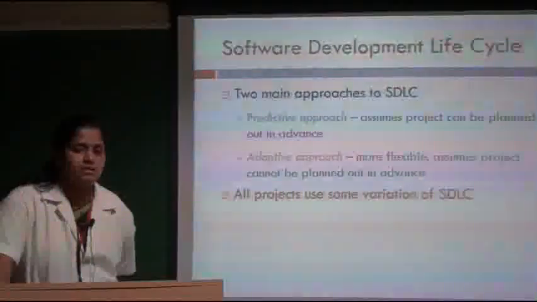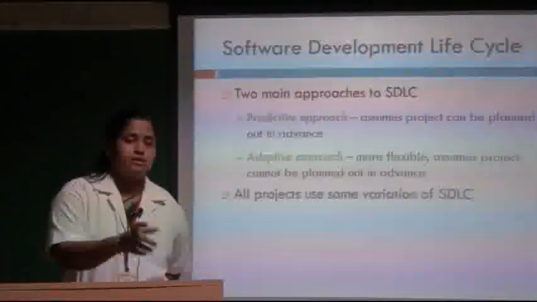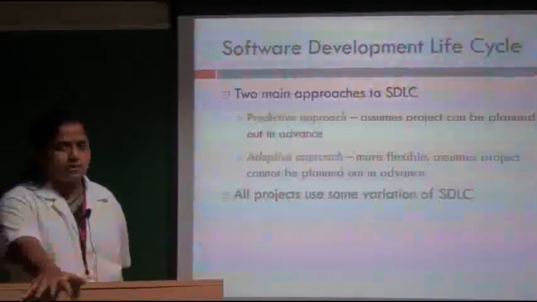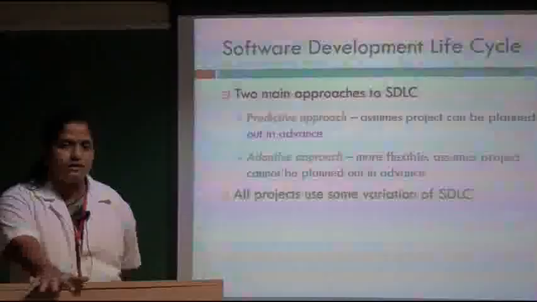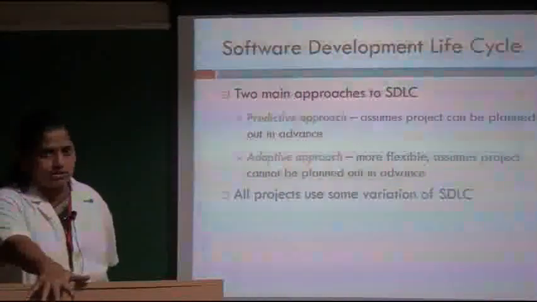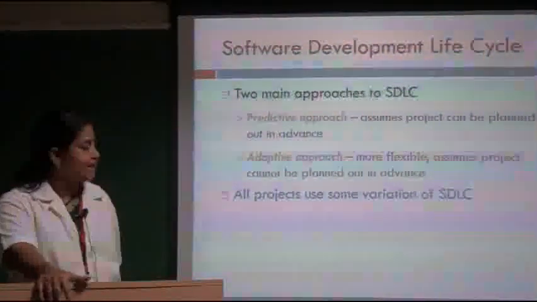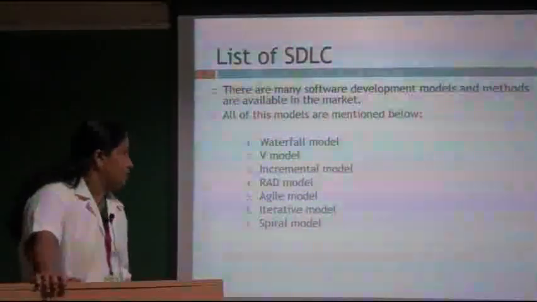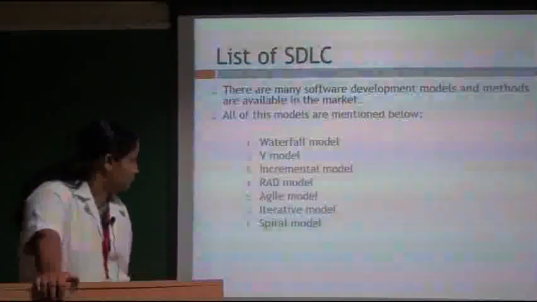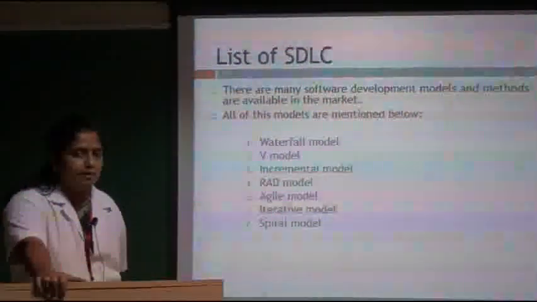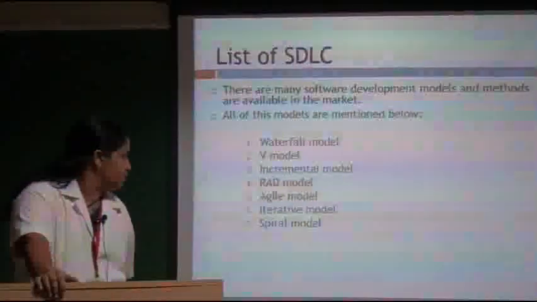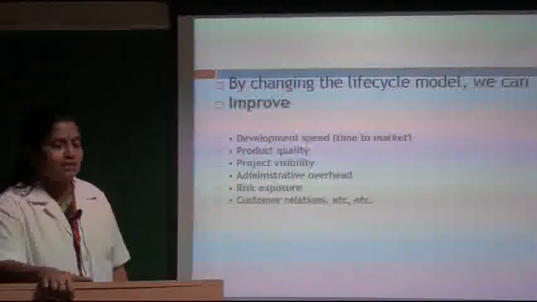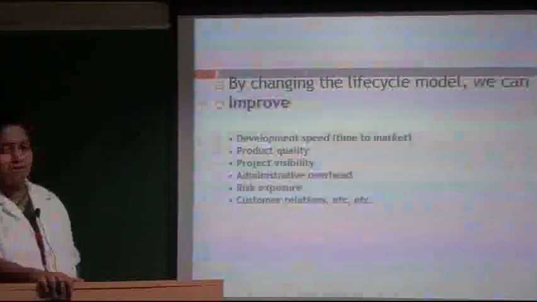See, it's necessary to decide which project should use which type, based on the nature of the project, nature of the input, and market size of the project. You can select any type of the SDLC model. There are 7 models available. One is waterfall model, second one is V model, and then incremental model, RAD model, agile model, iterative model and spiral model. Apart from that, CMM is there, that we will see later.